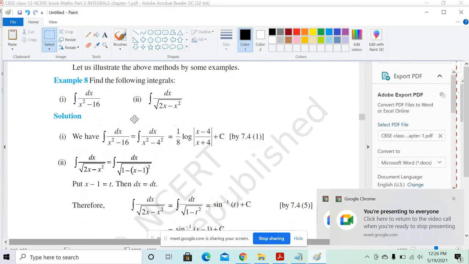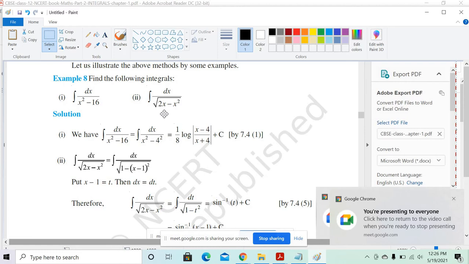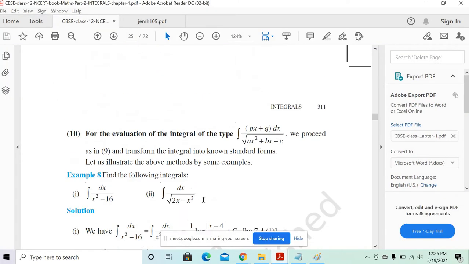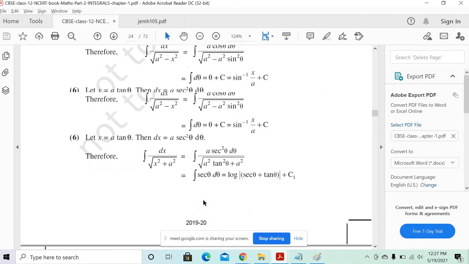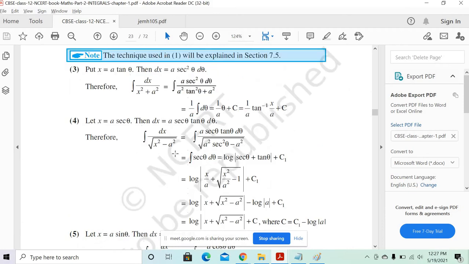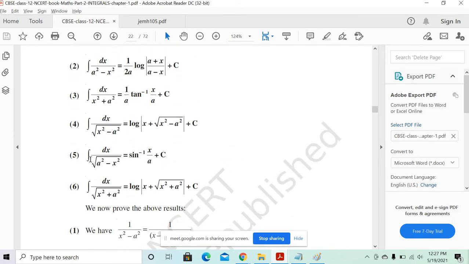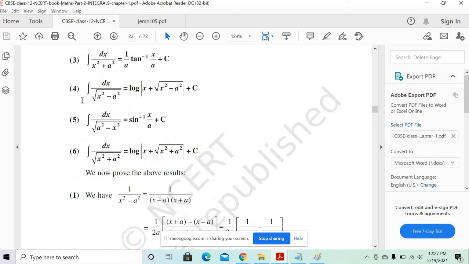So let's do this part. Basically you need to solve this 2x minus x square. You need to get it in the form of property number 4, the square root of a square minus x square. Either property number 4 or property number 5, anything can be possible, correct? Okay, so either of the properties number 4 and 5 can be possible.